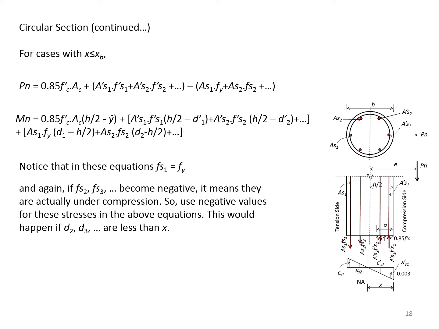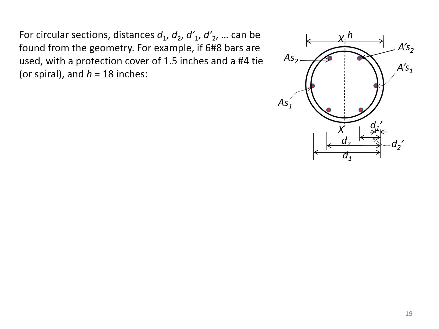This would happen if d2 and d3, etc. are less than x. For circular sections, distances d1, d2, d'1, d'2, etc. can be found from the geometry.